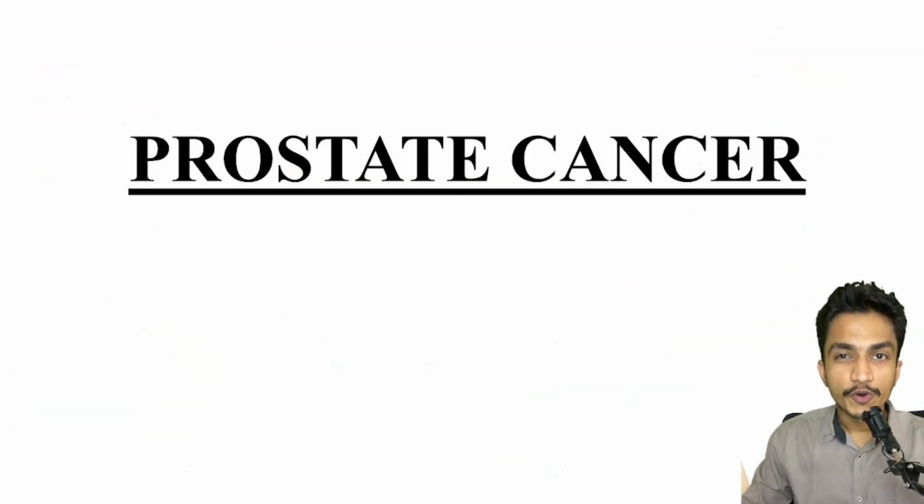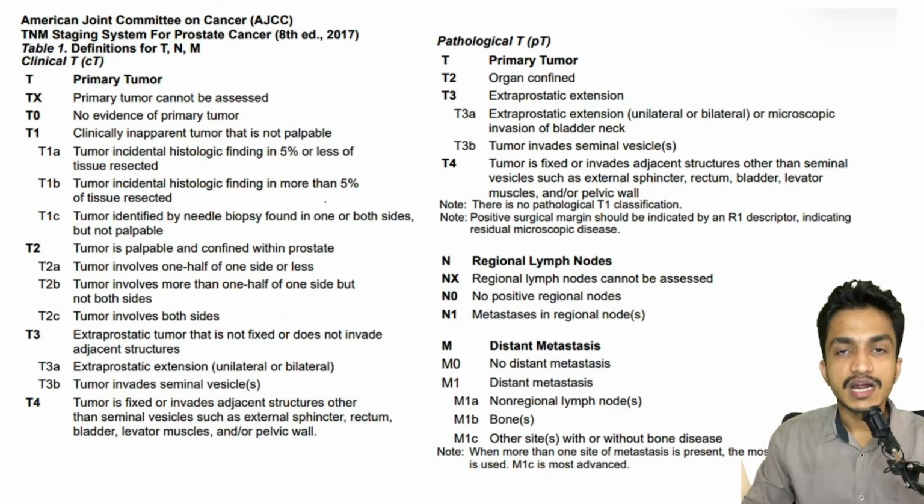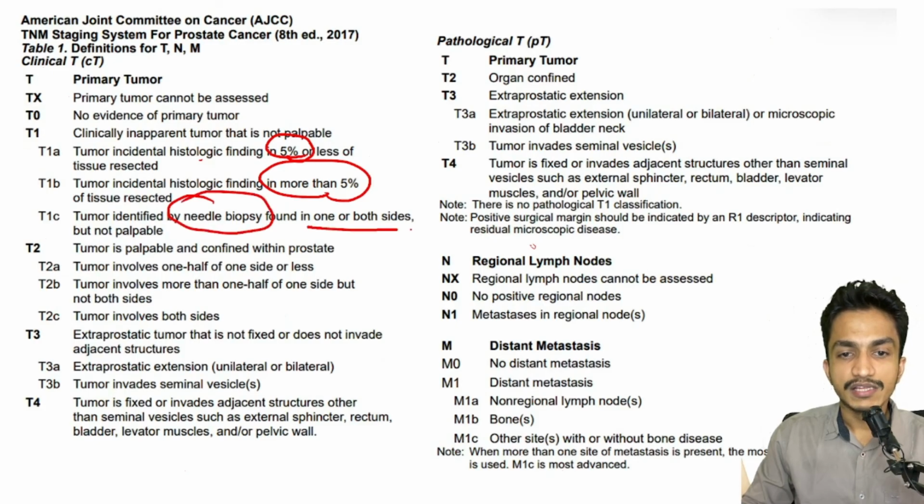So now coming to prostate cancer. T staging starts with T0, that is no evidence of tumor. T1 is that the tumor is not palpable, it is clinically inapparent. On biopsy, if it is present in less than 5% of the tissue resected, that is T1A. If more than 5%, then it is T1B. And if it is identified by a needle biopsy in either or both lobes of the prostate gland, then it is T1C. But in all of these, the tumor is not palpable.